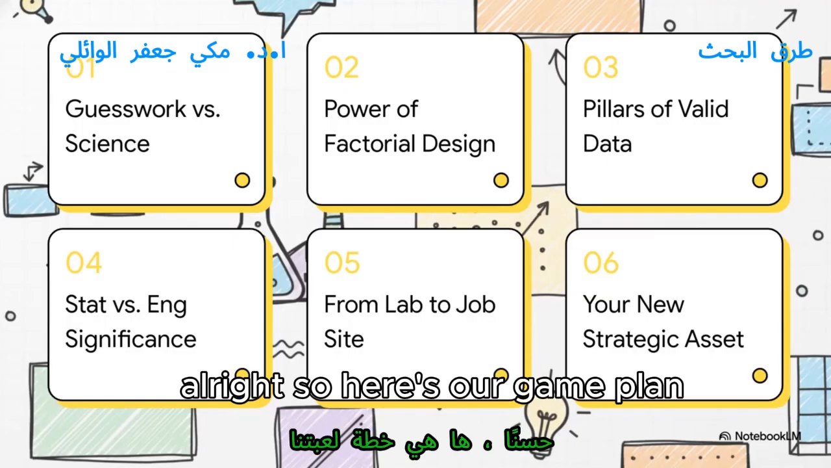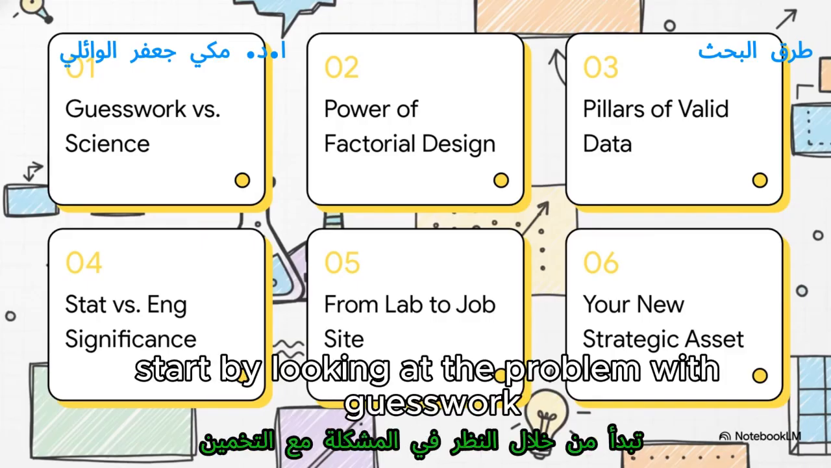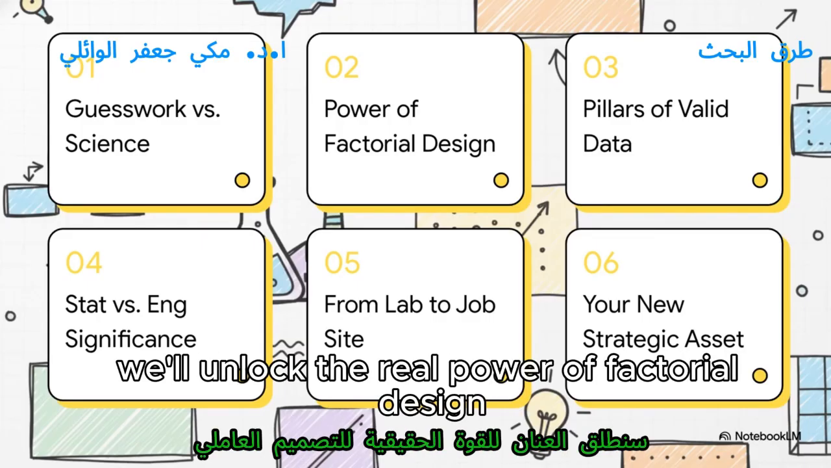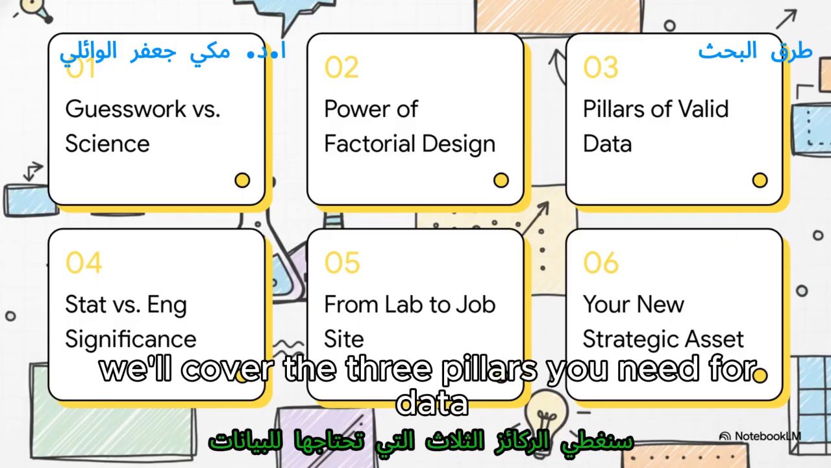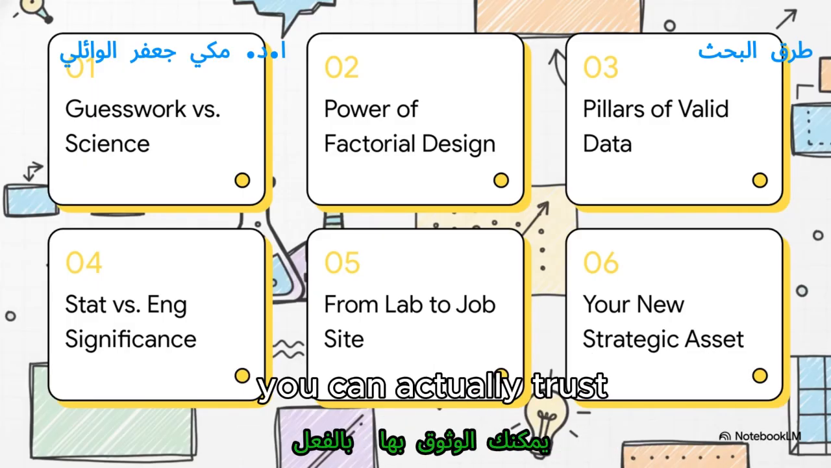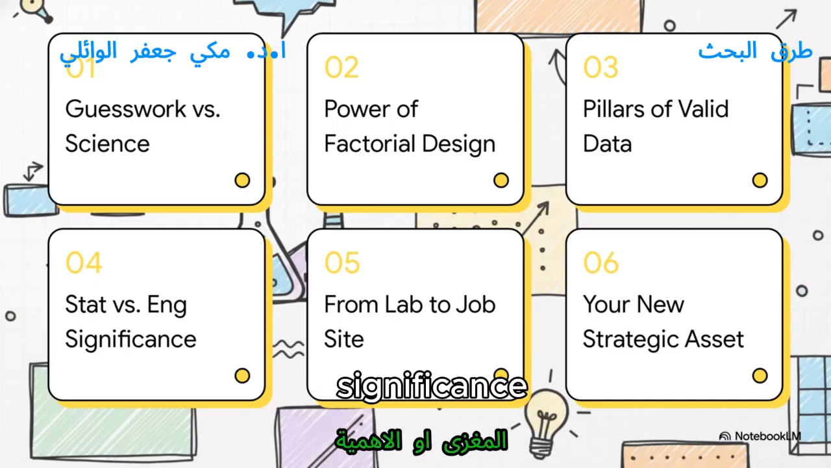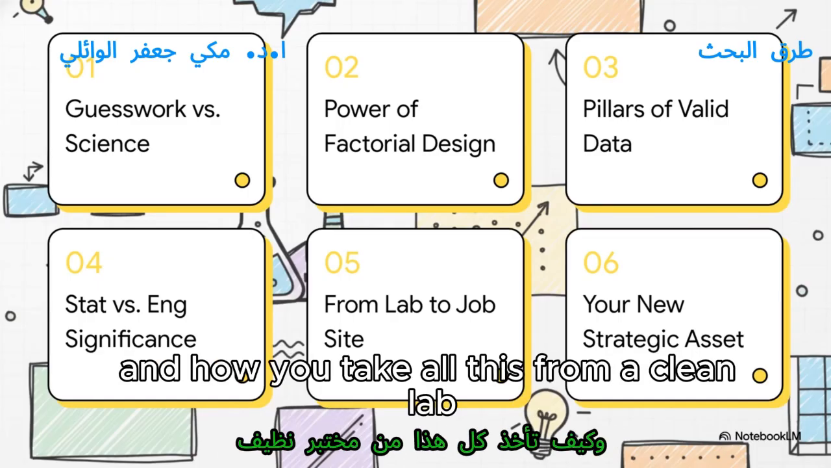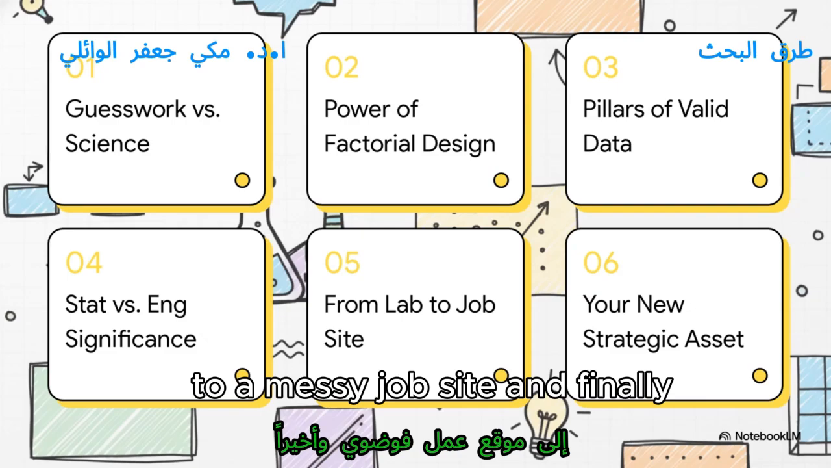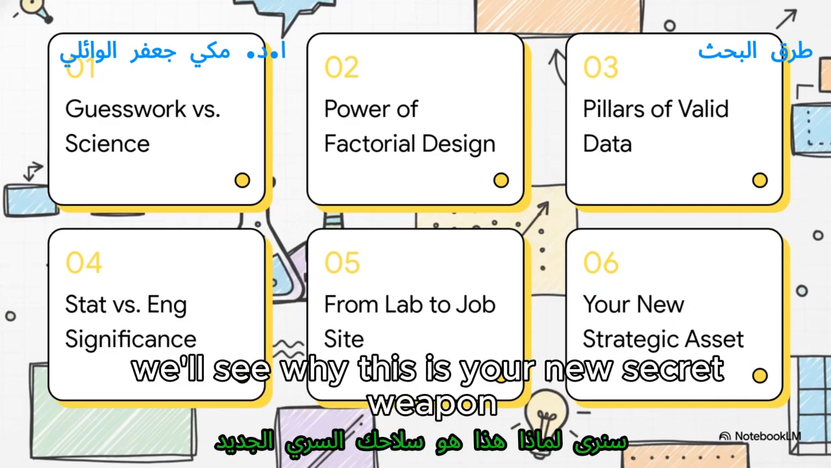All right, so here's our game plan. We're going to start by looking at the problem with guesswork, and then we'll unlock the real power of factorial design. We'll cover the 3 pillars you need for data you can actually trust, the huge difference between statistical and real-world significance, and how you take all this from a clean lab to a messy job site. And finally, we'll see why this is your new secret weapon.